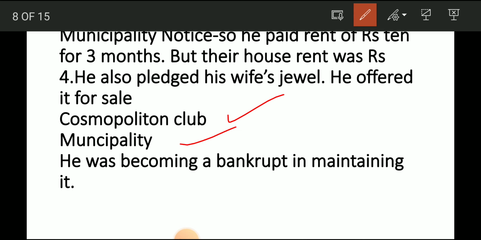Then he goes to the municipality office. There also they won't buy it. Literally our talkative man is going bankrupt.